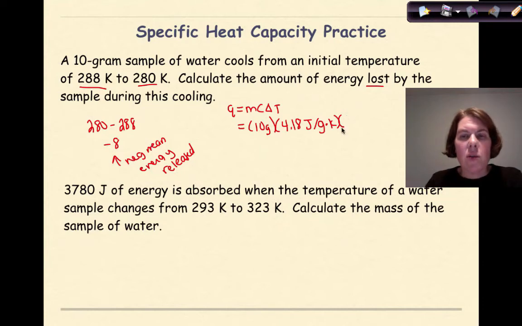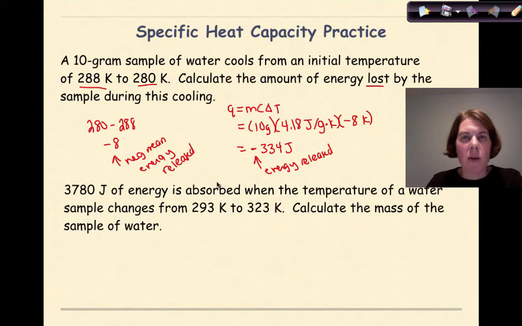The negative is fine. So we're going to have -8 here, K, and I know 0 K is absolute zero. I understand that, but ultimately when we look at our Q, the Q is going to be negative, which just means that energy is released. So if I multiply together 10 times 4.18 times 8, I'm going to get -334 joules. Again, that just means energy released. So the amount of energy released by the system, as we see here where it says energy lost by the sample during the cooling, is our final answer here.